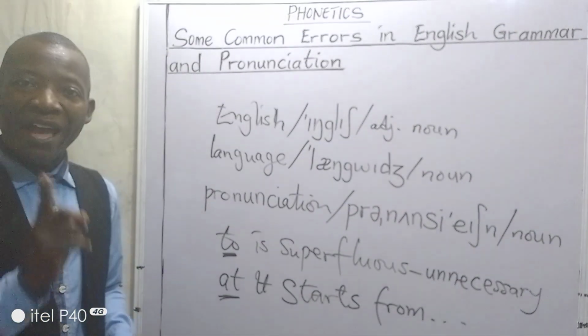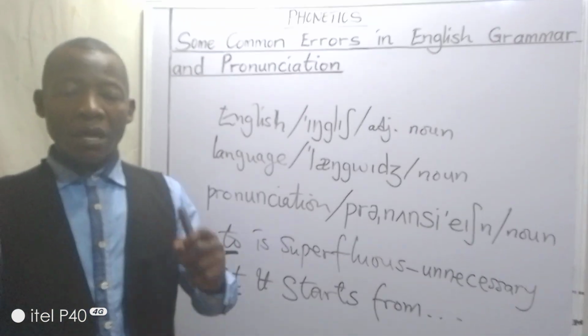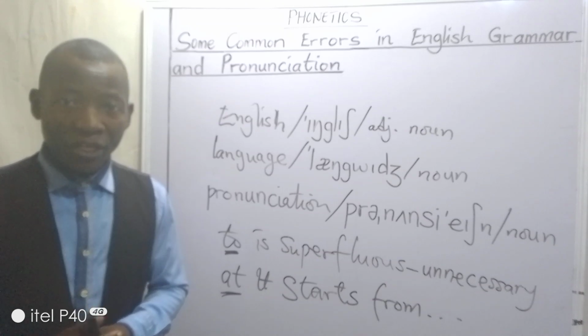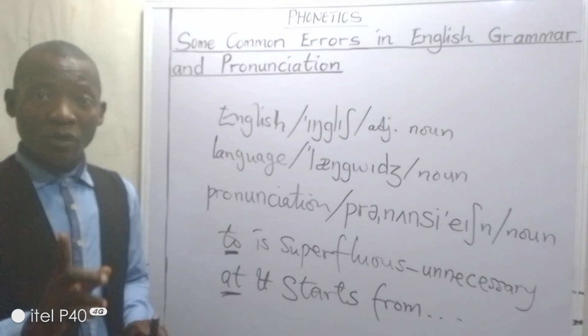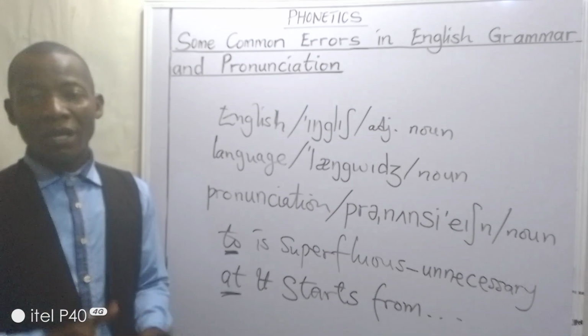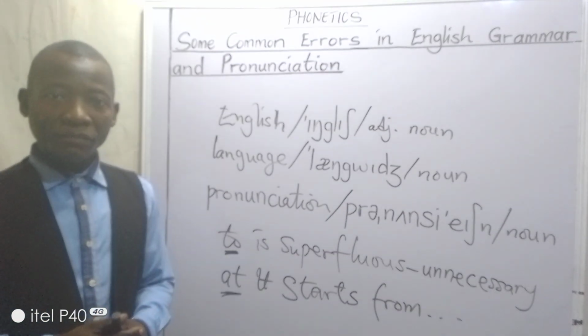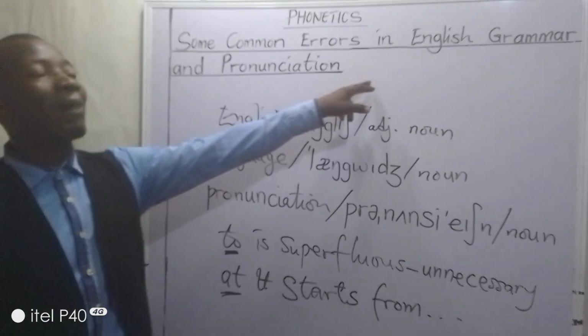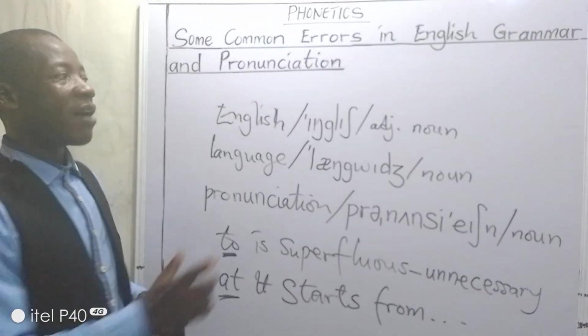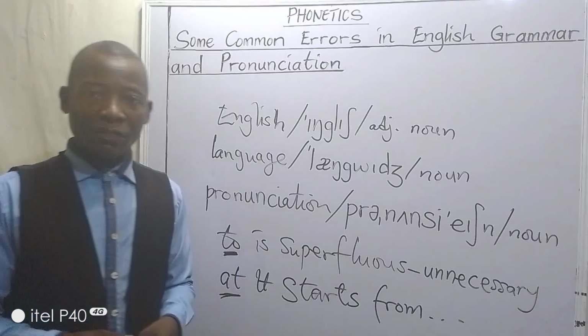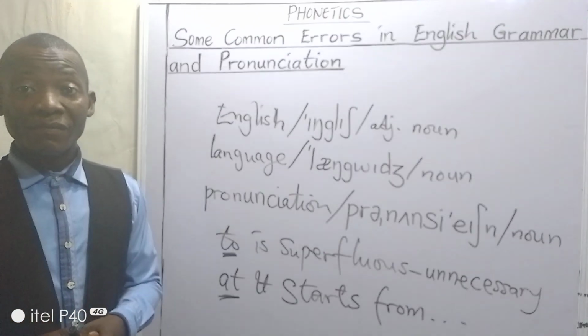Besides, by 9 o'clock, by 10 o'clock is American English. British English is what? At 9 o'clock. At 10 o'clock. I'll see you by 9 o'clock is American English. I'll see you at 9 o'clock is British English.